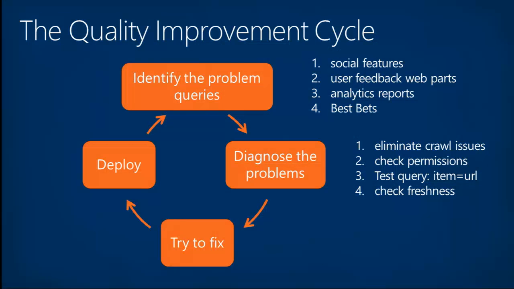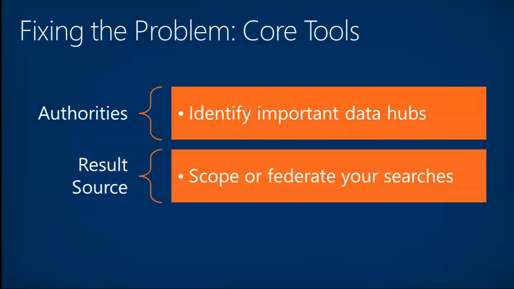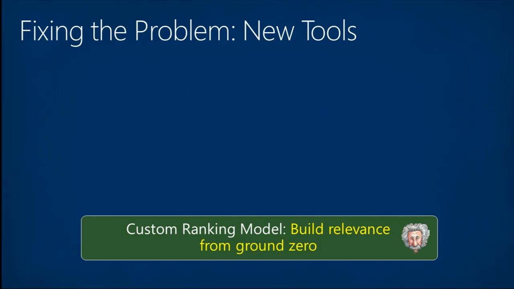Now that we've eliminated those sort of basic issues, we can talk about our tools. Authorities let you specify important data hubs in the system. Result sources let you change the scope of your query or federate in other results from other places. We do let you play with ranking models, but it's probably better if you have a PhD in machine learning to do that. So we wouldn't recommend it for the naive user.